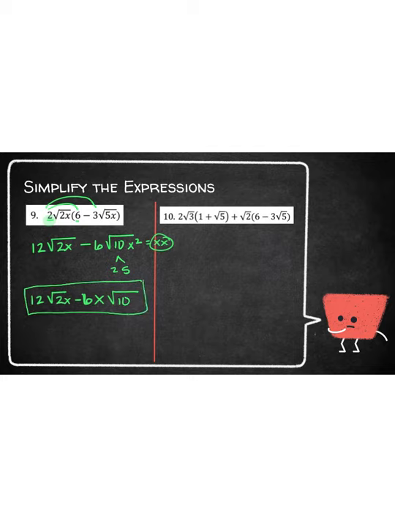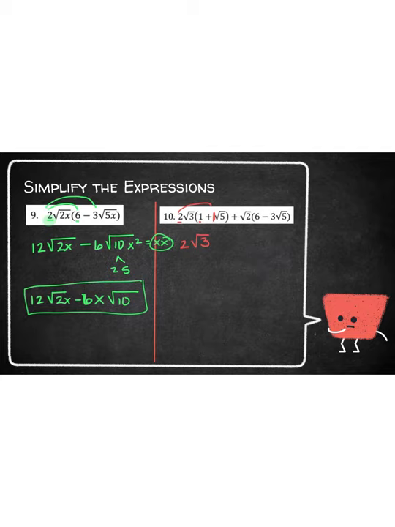Okay, so let's look at number 10. So I'm going to do the same thing. I'm going to take my coefficients, or what's out front, and I'm going to distribute those. So I have this 2, and I'm going to distribute that to the 1. Well, 2 times 1 is 2. And then there's nothing after that 1, so I'm just going to leave that square root 3 as a square root 3.